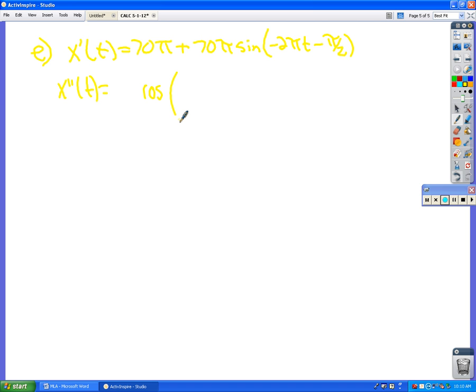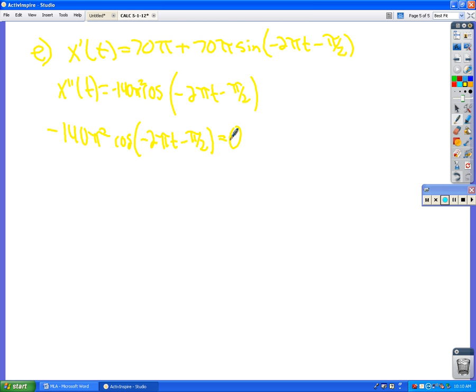And then I have to leave the inside the same. Multiply by the derivative of that. So the derivative of this, that's going to be a pi squared. Negative 2 pi times 70 pi is negative 140 pi squared. Okay? So that is what I need to set equal to 0. So negative 140 pi squared, it's not going to be as gross as it looks, times the cosine of negative 2 pi t minus pi over 2 equals 0.